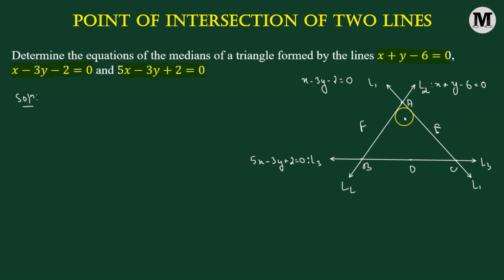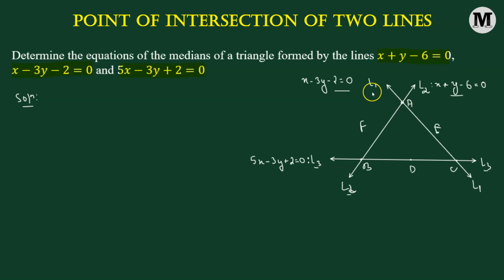Now to find the equations of the medians, what we need here is the coordinates of A, B and C. To find the coordinates of A, all we have to do is solve the equations of lines L1 and L2. When we solve these two equations, we get the x and y values, which are the coordinates of point A. Similarly, to find the coordinates of point B, we solve the equations of lines L2 and L3, and to find C, we solve L3 and L1. Okay, let's begin by first finding the coordinates of point A.